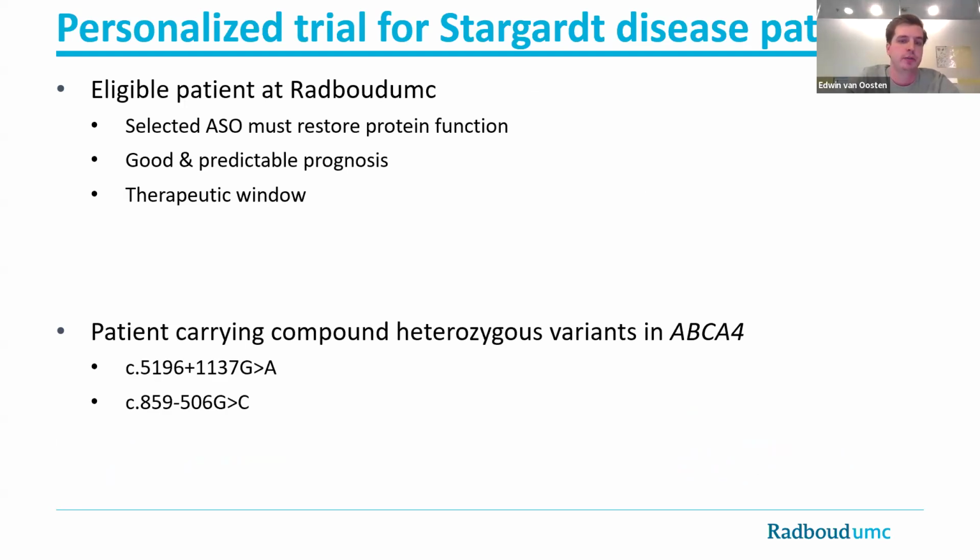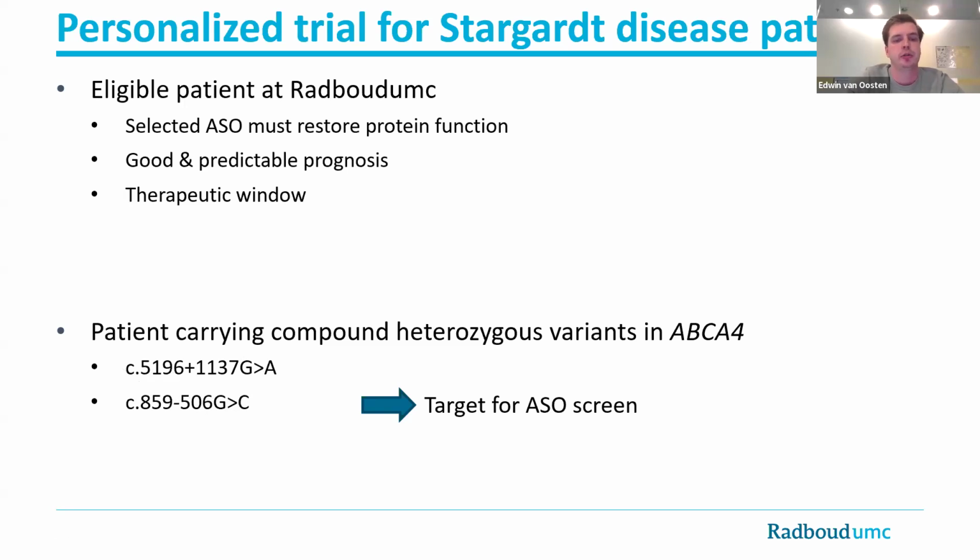So this patient that was identified is carrying two variants within the ABCA4 gene, both of which are located deep intronic. The first variant, which I like to call the 1137 variant, is a more common variant and therefore not suitable for this N-of-1 trial. But the other variant, the -506 variant, is an ultra-rare variant and is therefore a target for our ASO screen.